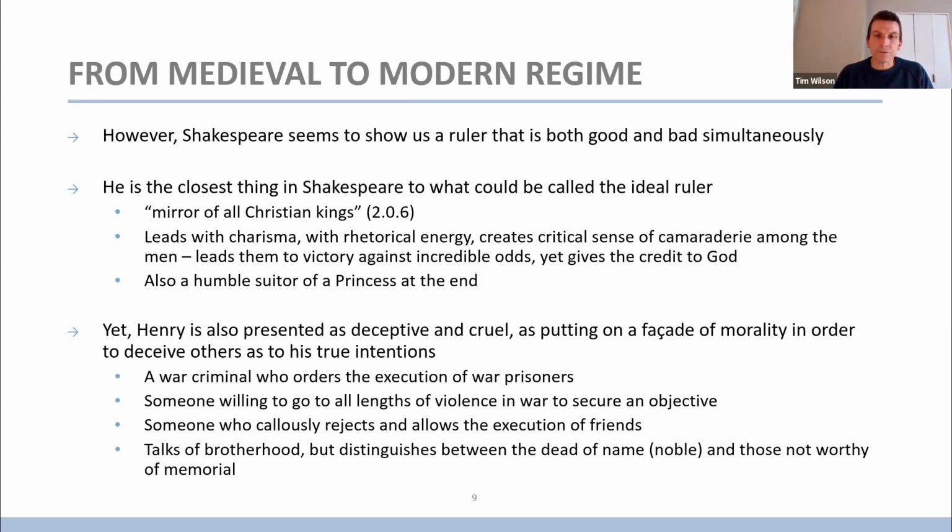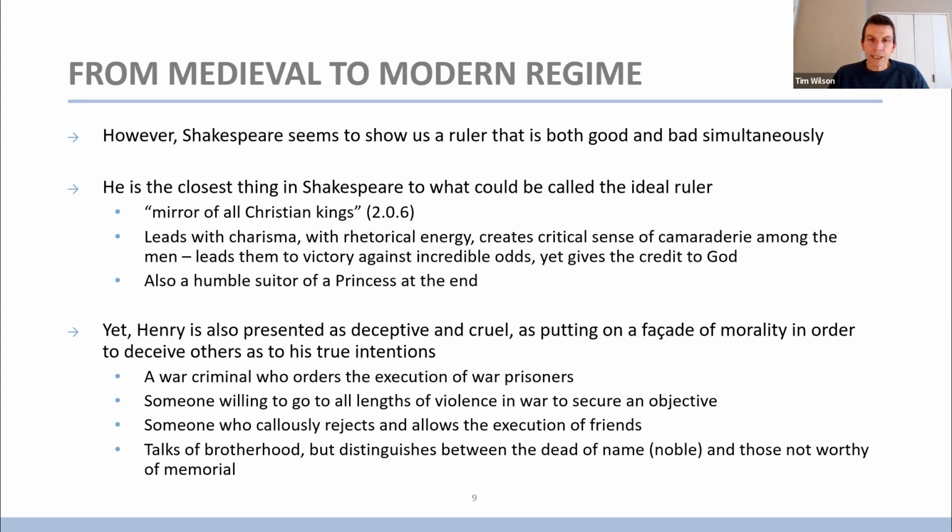Yet, and this is not to forget the negative side, Henry's also presented as deceptive and cruel, as putting on a facade of morality in order to deceive others as to his true intentions. So he's a war criminal that orders the execution of war prisoners. We can't escape that. Someone willing to go to all lengths of violence in war to secure an objective. So there, think of the Harfleur ultimatum.